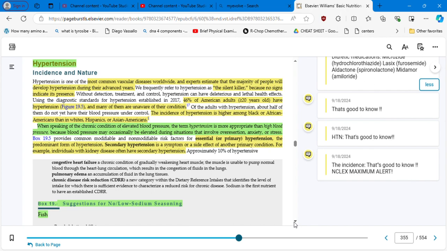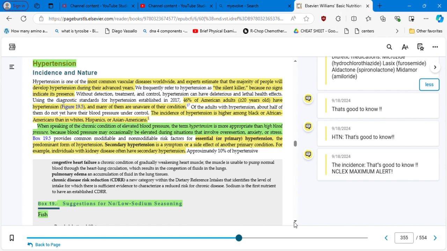When speaking of the chronic condition of elevated blood pressure, the term hypertension is more appropriate than high blood pressure, because blood pressure may occasionally be elevated due to situations that involve overexertion, anxiety, or stress. So the proper term is going to be hypertension. High blood pressure is something that can happen occasionally.